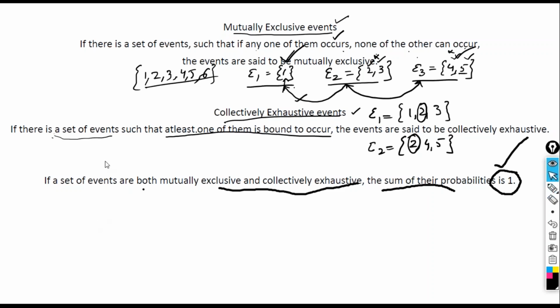Is it clear, everyone? What we were doing in the previous questions was because of this only. When we have to take the complement, the complement comes into picture when the events are mutually exclusive, or you can say collectively exhaustive along with it. Is it clear, everyone? Okay, good.